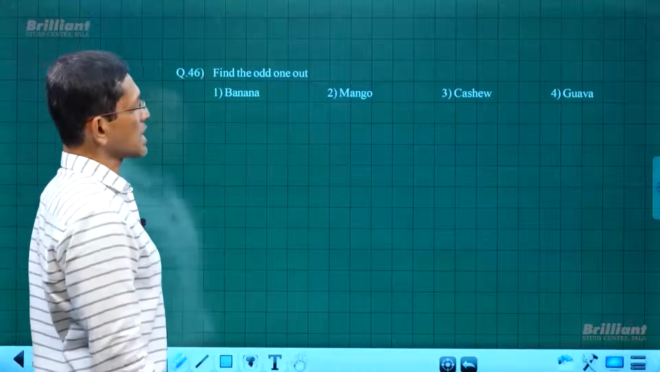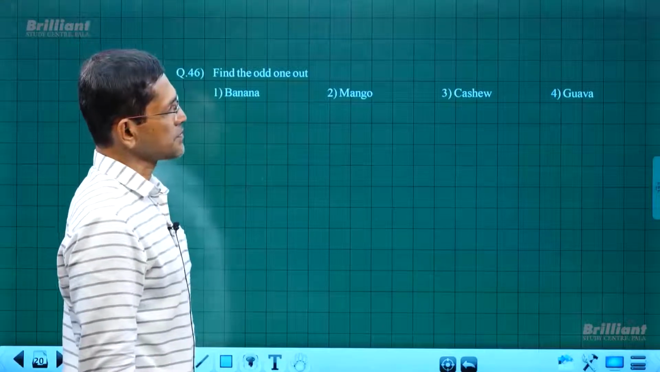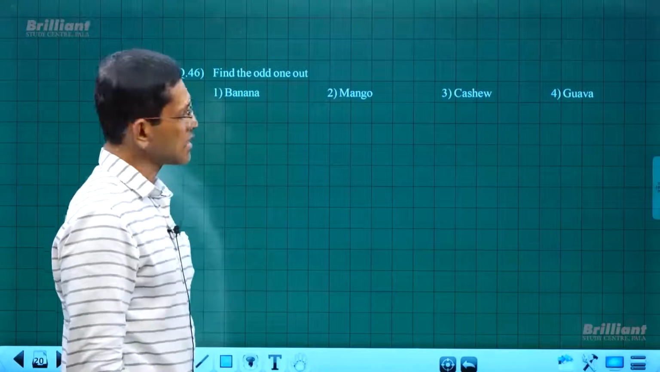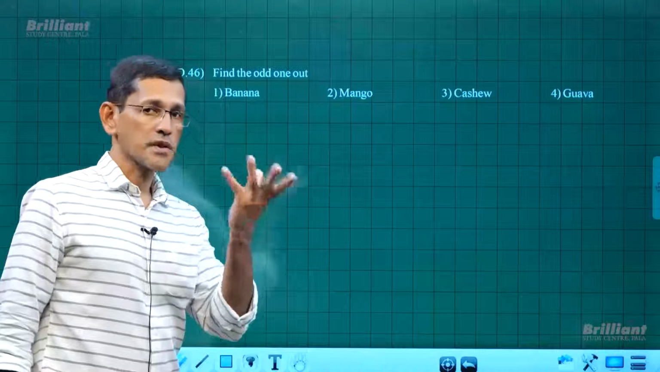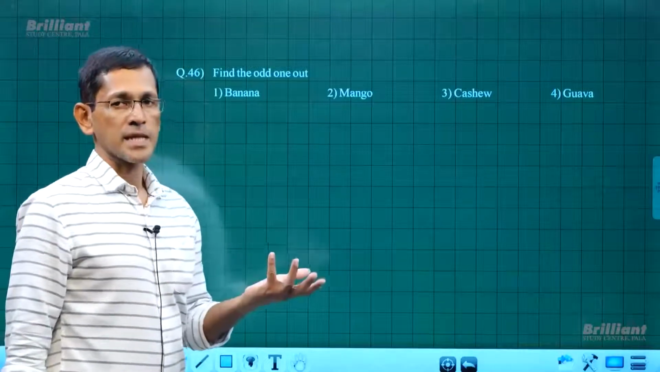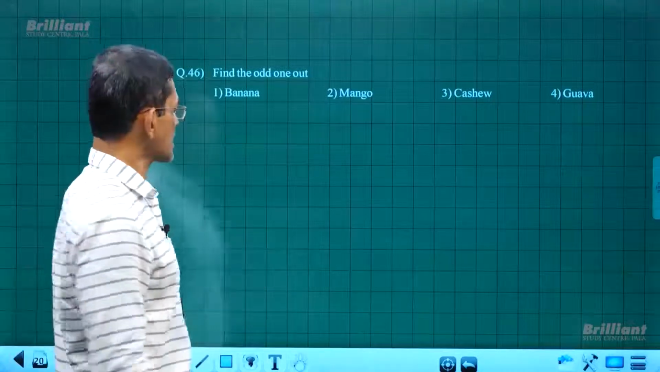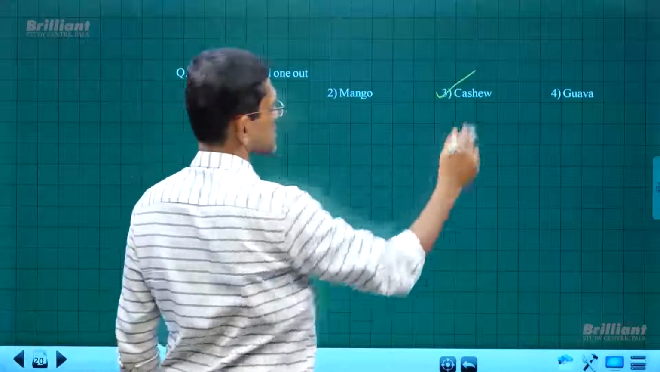Find the odd one. Banana, mango, cashew and guava. Well, banana, mango, guava, these are the fruits, and cashew could be cashew nut or the fruit from the cashew, right? So usually cashew, we consider it as a nut, cashew nut. So if that's the case, which is the answer? Cashew.